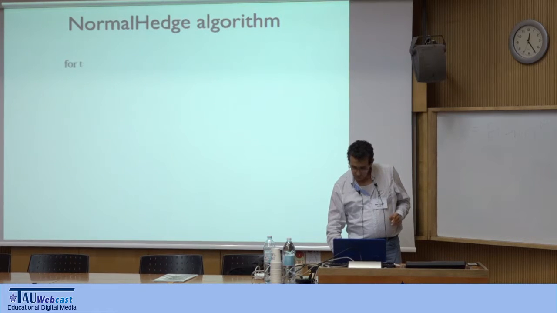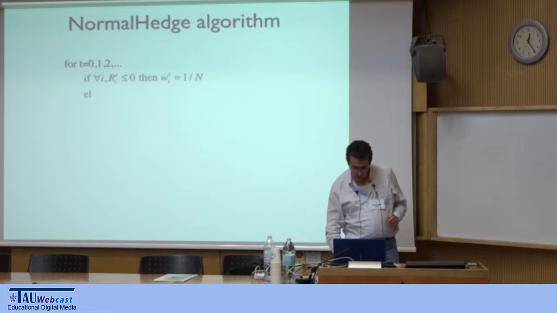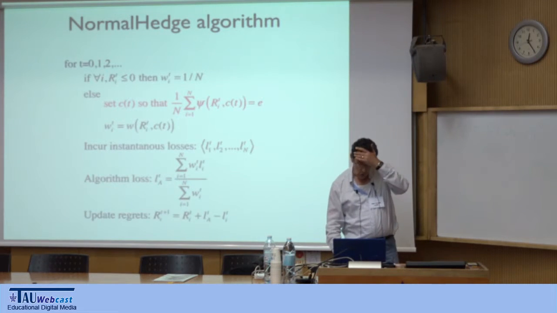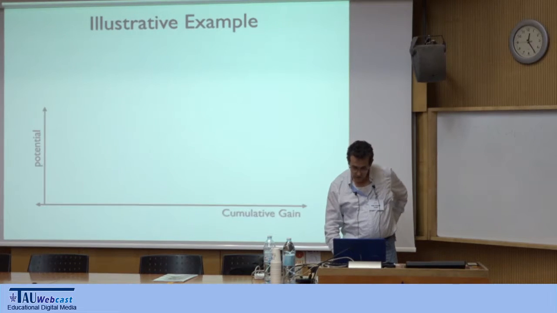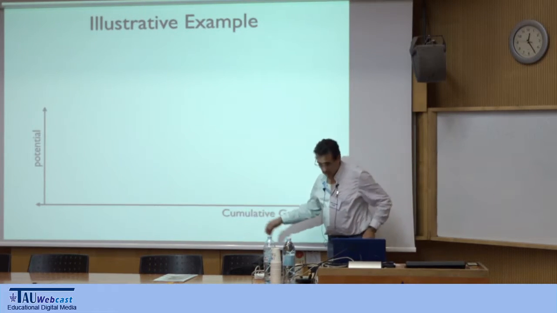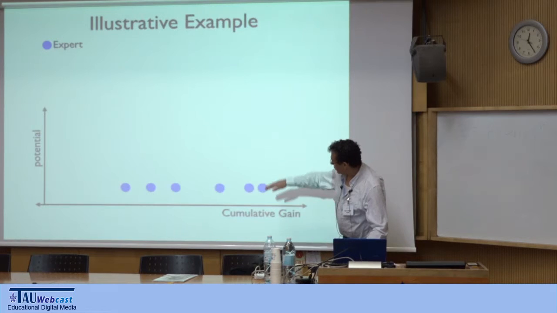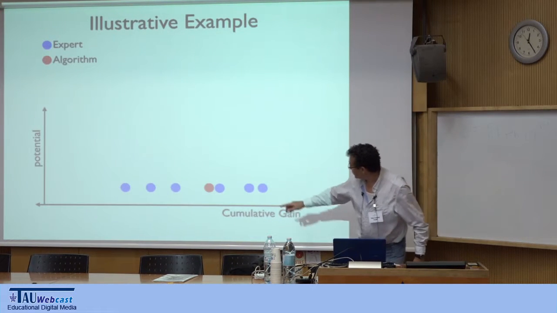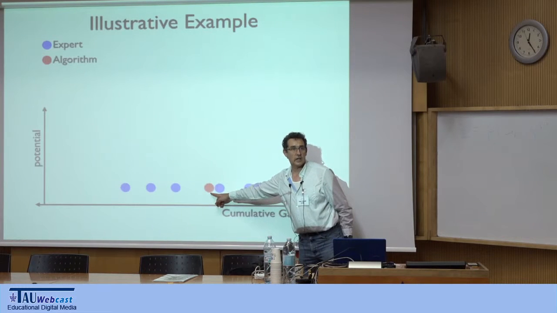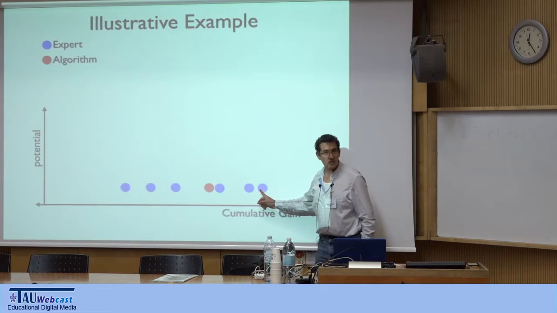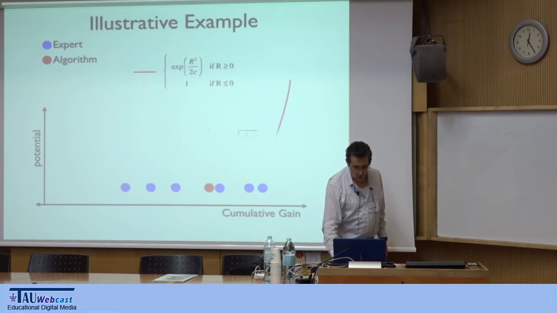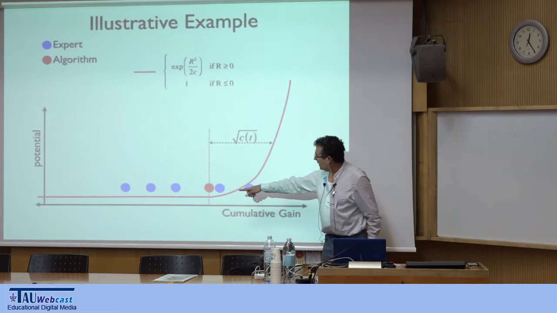Okay, so I'm not even going to go through the algorithm, but I'll just show you an example of how this looks. Suppose that you have experts, and this is their cumulative loss. And suppose that this is where the master algorithm is right now. It's trying to always stay up with the top one. So the potential now looks like this interesting thing.